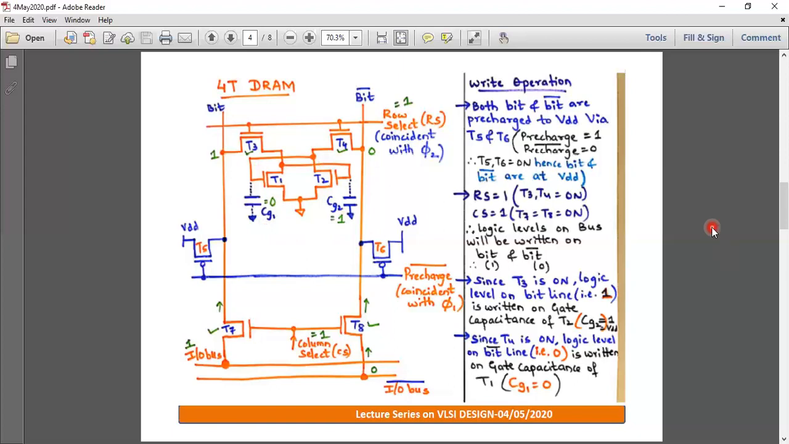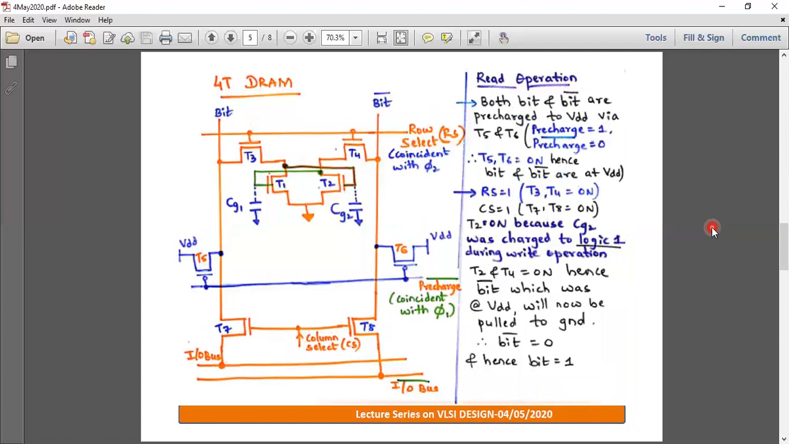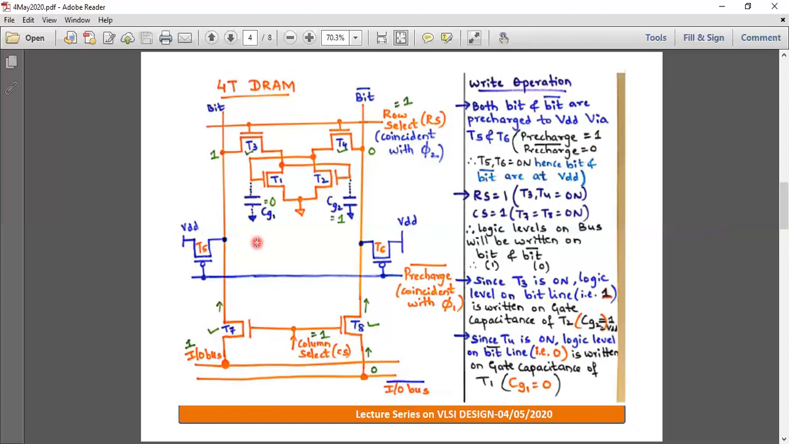So now we'll see how we can read the information stored in this memory cell. As discussed in the previous slide, Cg1 is holding 0, that is the bit bar value, and Cg2 is holding the bit line value, that is logic 1. Cg2 is holding logic 1, Cg1 is holding logic 0.